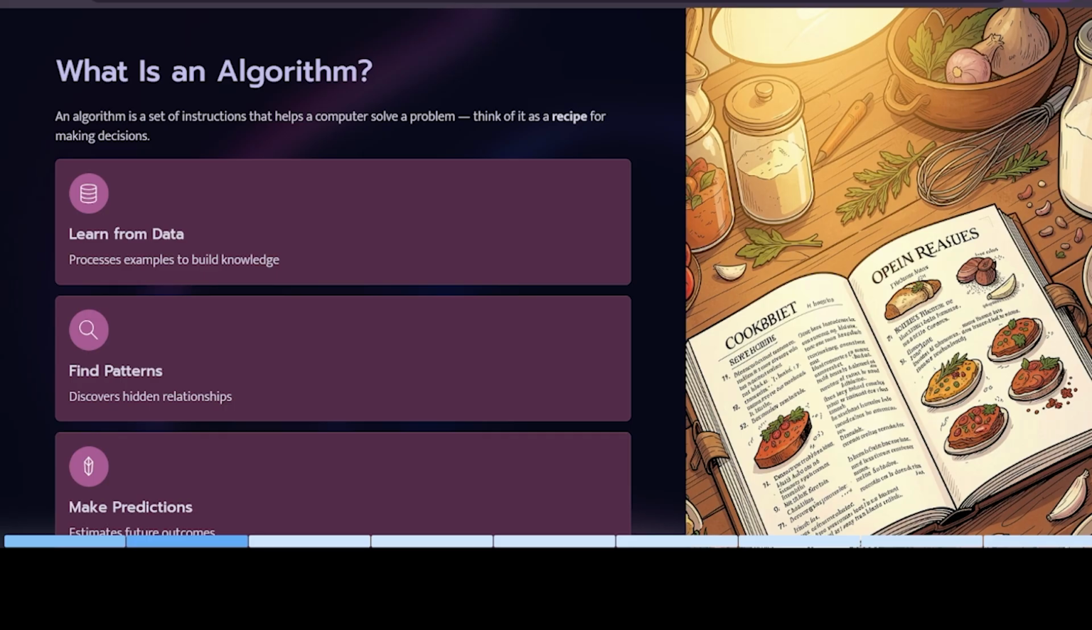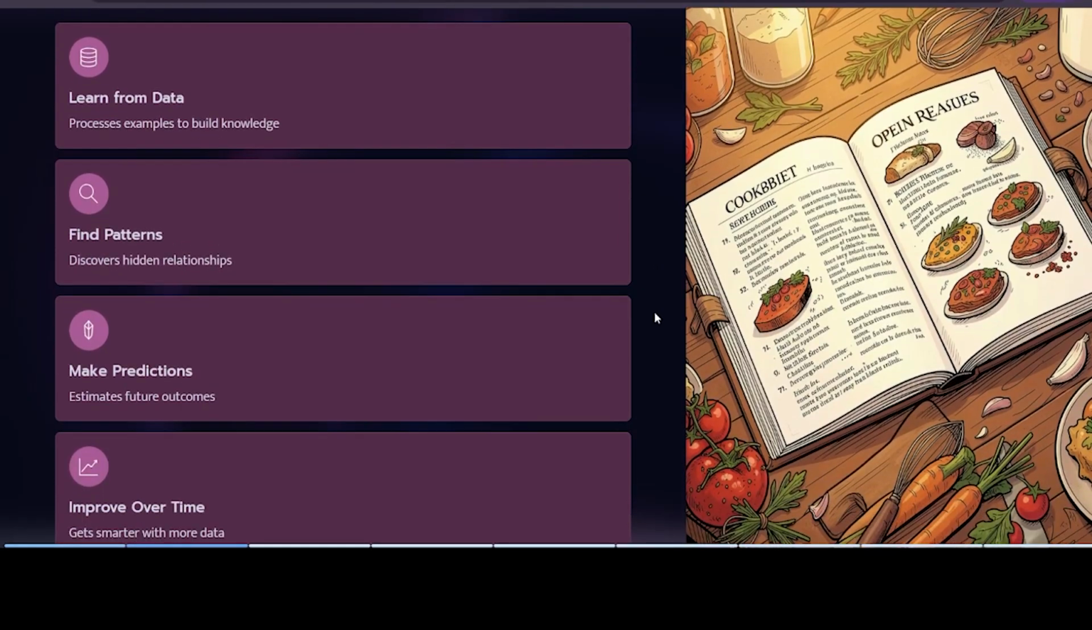And the last one is improving over time. That means the more data it receives, the smarter and more accurate it becomes. Just like humans improve with experience, a machine learning model improves with more data. That means it will get smarter.